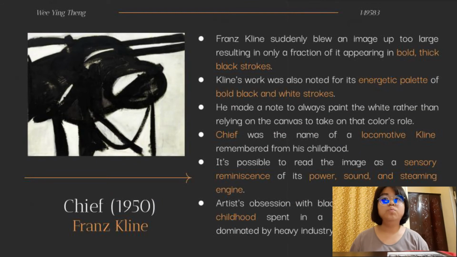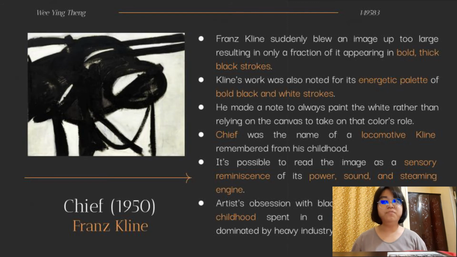The next one will be Chief, done in 1950 by Franz Kline. Franz Kline started his career in figuration and was known to project large images of his drawings on the wall to use for his drawings. One day he blew an image up too large, resulting in only a fraction of it appearing in bold, thick black strokes. He was so taken by the abstraction that he was inspired to start painting them.